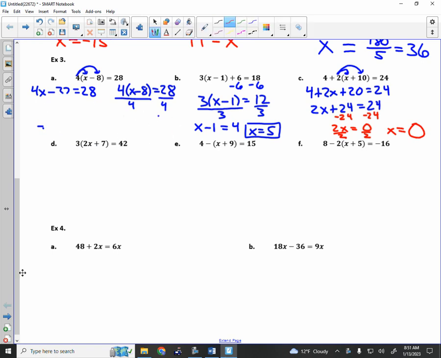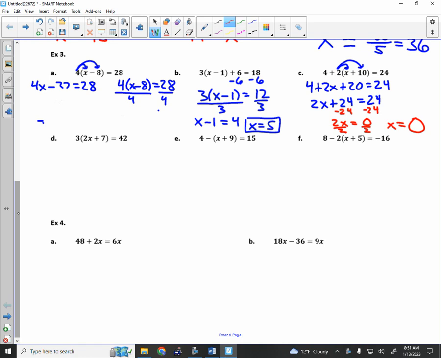All right, a couple more problems. Letter D. What do you want to do? Do you want to distribute the 3 or do you want to divide by the 3? It's up to you. What would you do? You would distribute. You like that way. And that's fine. Okay? Everybody's got to choose what works for them and what they like. So I get 6x plus 21 is equal to 42.